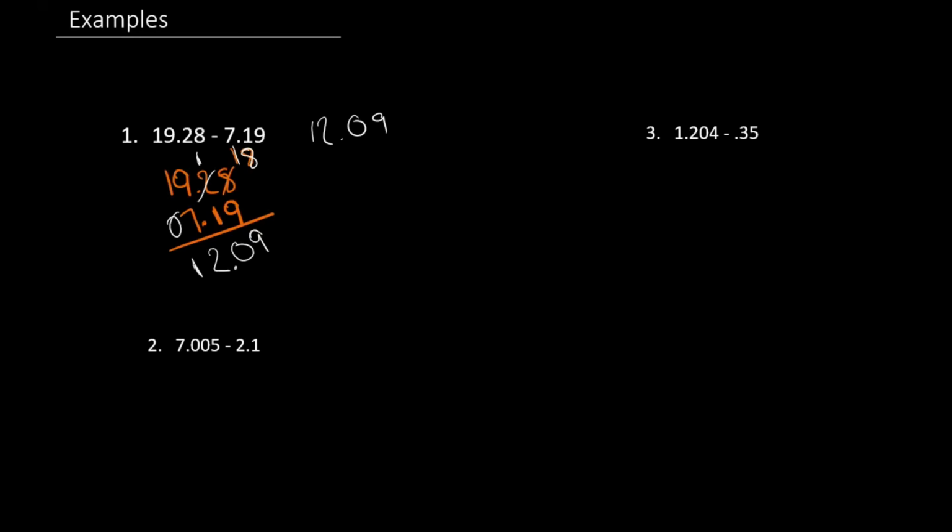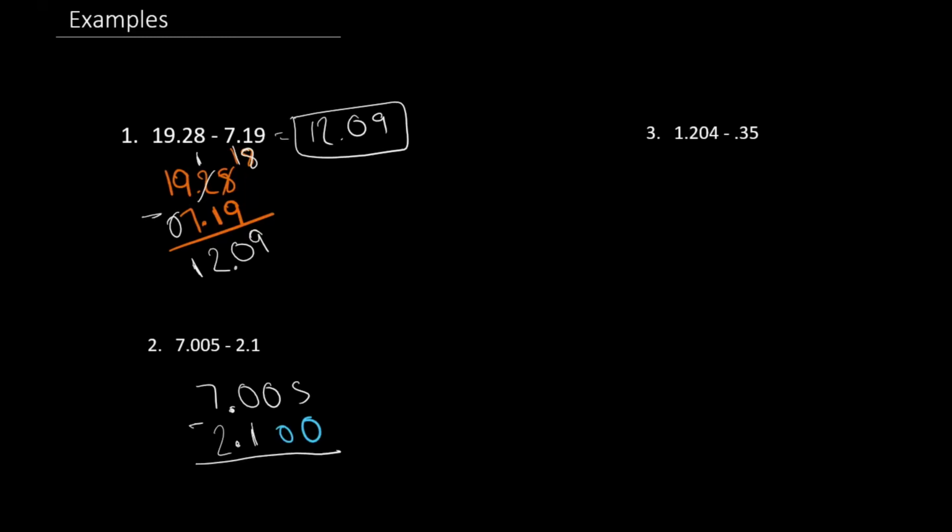So let's do more questions for practice. It says 7.005 minus 2.1. Write 7.005. Now put a decimal point right under this decimal point. What numbers are there after the decimal point? Well, there's 1. What numbers are there before the decimal point? Well, there's 2. 2.1. Like any other decimals, you subtract. You can think that there are 2 zeros here. It wouldn't change the number.